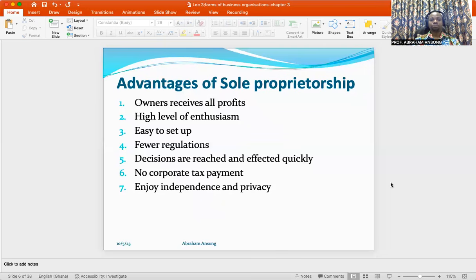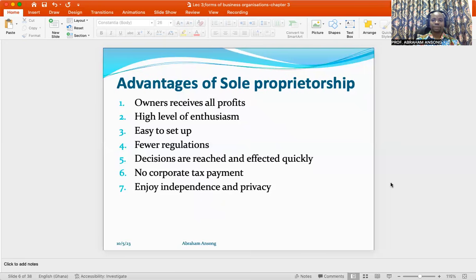Companies by law are supposed to prepare and publish their financial statements annually. And these financial statements are also subject to audit by reputable audit firms. What it means is that if you set up a company, the details of your financials and most of your operations are supposed to be public knowledge, especially so if it's a public company. They are required to publish these financial statements. That is not the case for sole proprietorship.